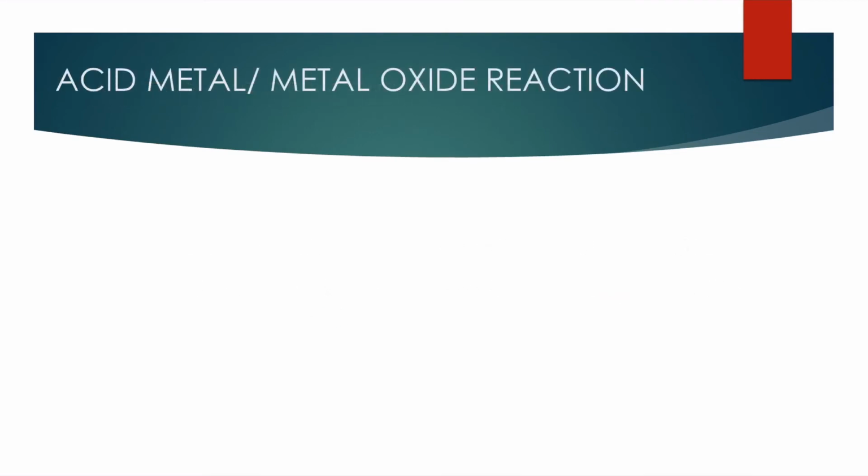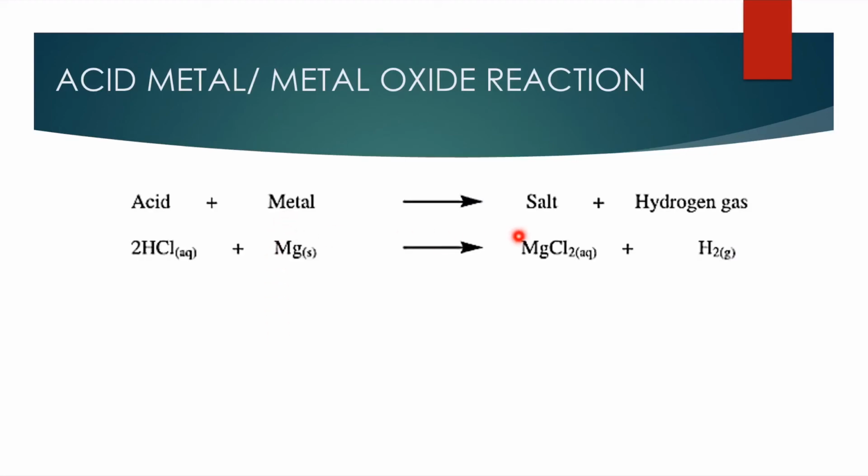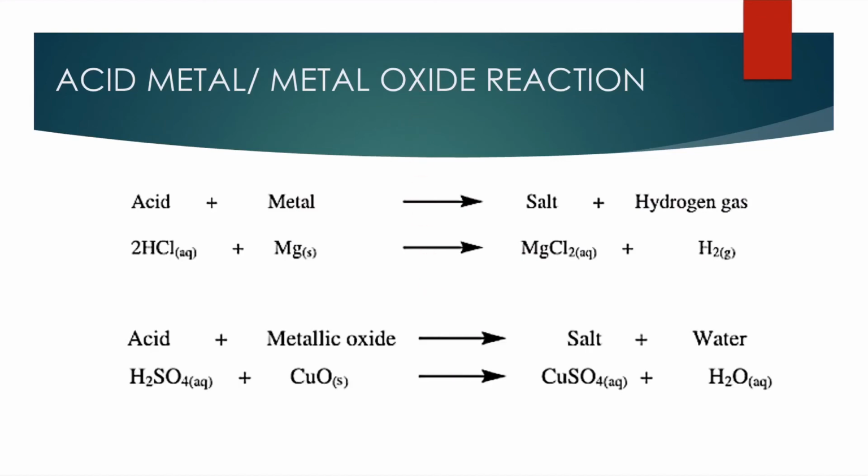The second method is acid metal or metal oxide reaction. We know that when acid reacts with metal, salt and hydrogen gas is formed. We have learned this in the chemical properties of acids. So when acid reacts with any metal, it produces a soluble salt as well as hydrogen gas. Whereas in case of a metal oxide, the case is different. When acid reacts with a metal oxide, it produces salt and water. The example is given to you and we have learned these reactions previously in the chemical properties of acids, so we will not go into the depth of these reactions again.